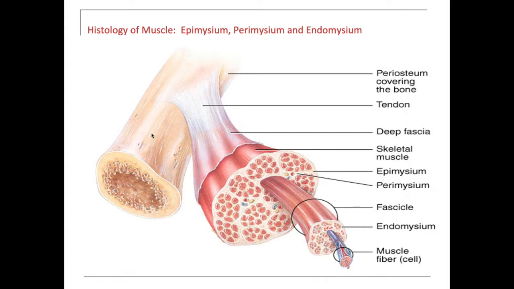We are going to be looking at the microscopic anatomy of muscle. And when we do that, there are some terms and some anatomical landmarks that you need to be familiar with. So we know that muscles attach to bones. But how do they attach to bones?